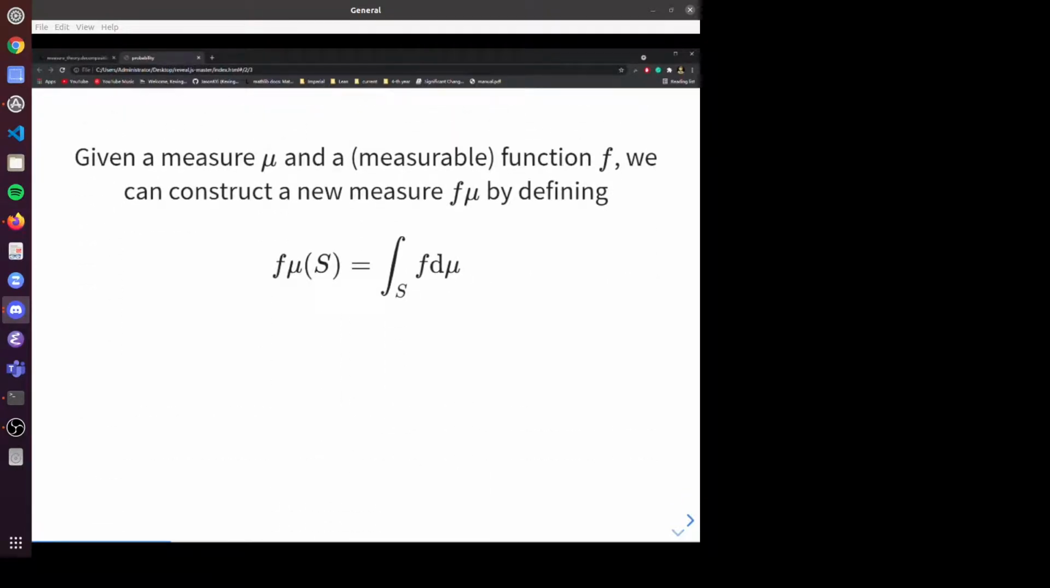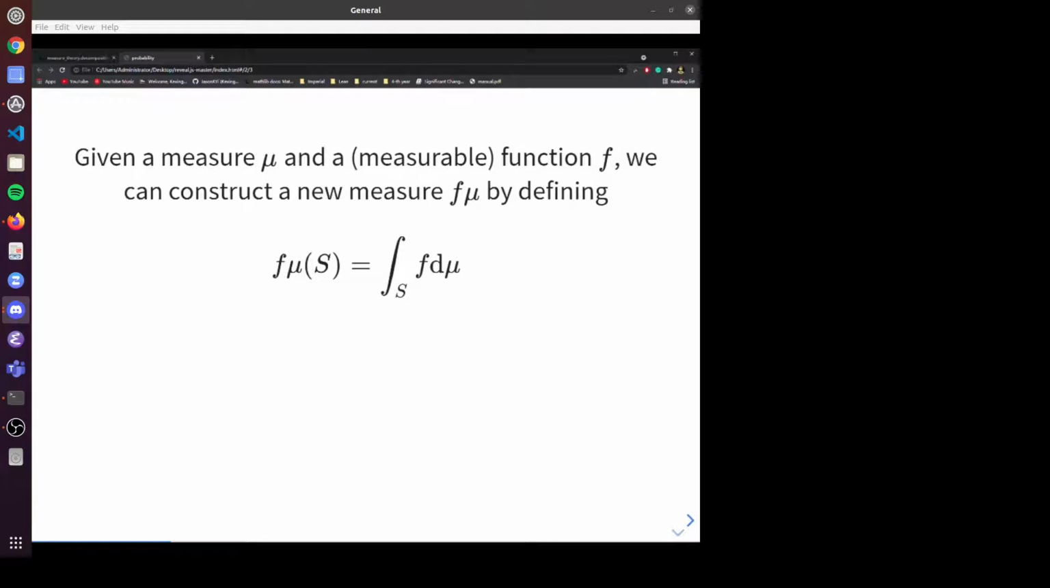Given a measure mu and a measurable function f, we can construct a new measure, and this is a very important construction. We define a set to have measure the integral of the function on that set with respect to mu. We don't really need to care about the definition of the Lebesgue integral, but we can think of it as behaving similarly to a Riemann integral.